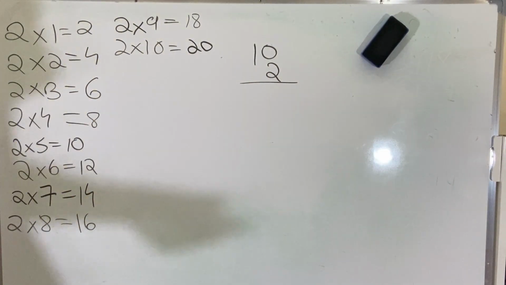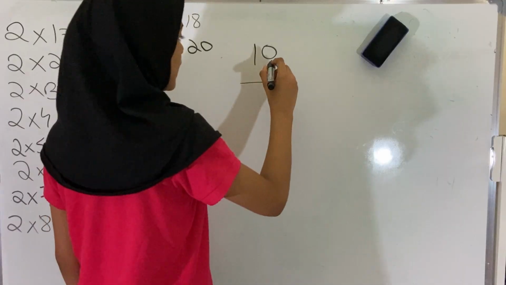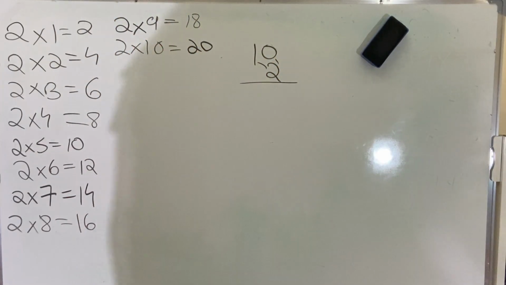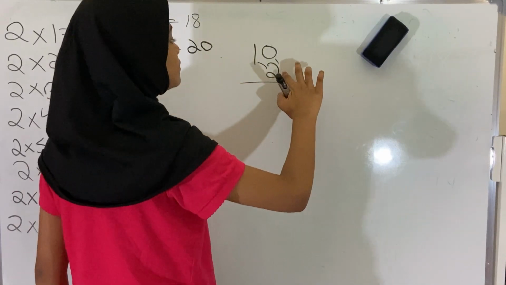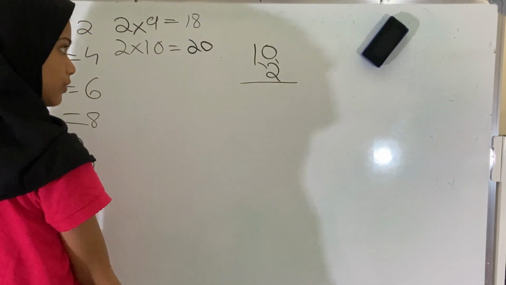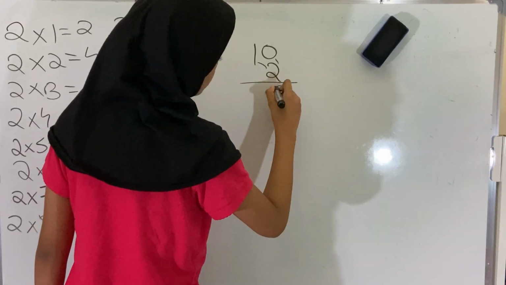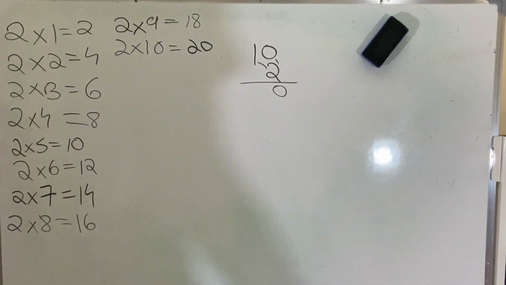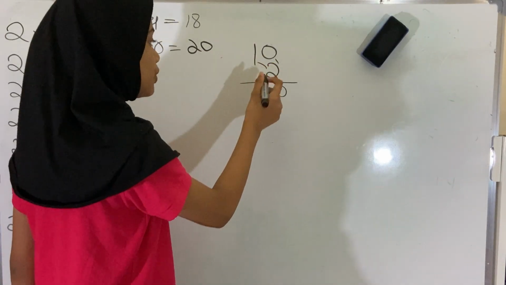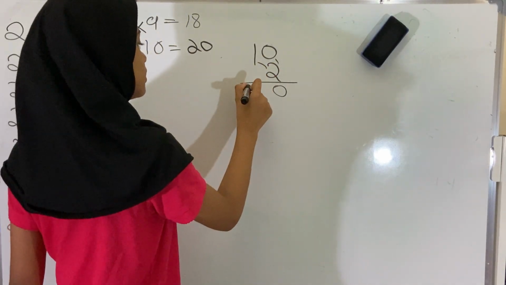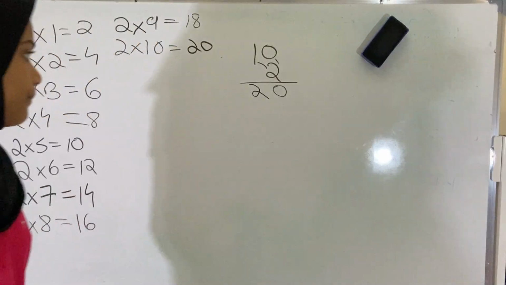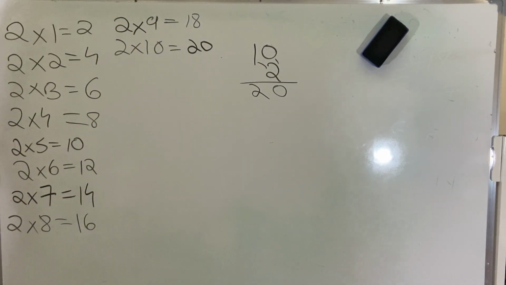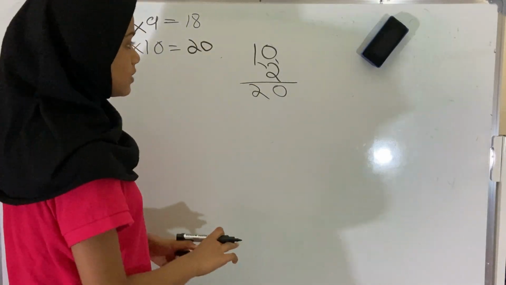Well, first of all, we have to multiply 2 into 0 and 1. So first we can start with 0. 2 into 0 is 0, of course. If you multiply any number with 0, it's going to be 0. And 2 into 1 is 2. So that's how you get it as 20. So 2 into 10 is 20.